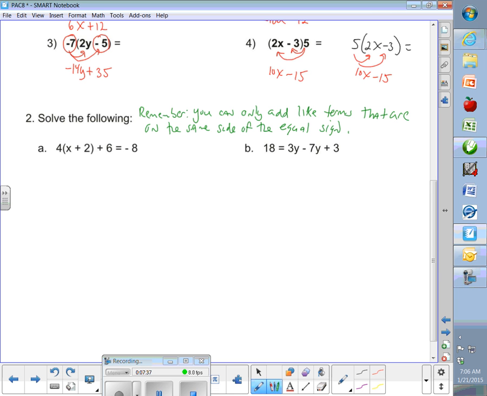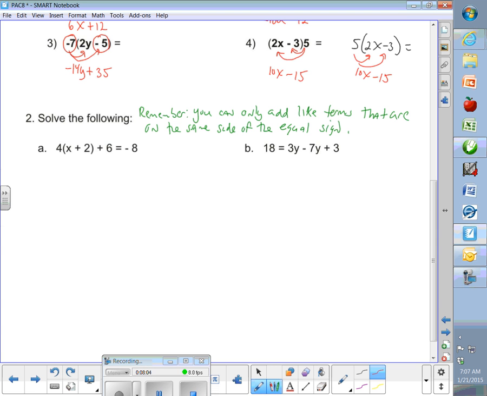Okay, now that's real important. You can only add stuff on the same side. Now, we're going to move stuff, but the actual adding of like terms can only take place on one side. Anything on the left can be added with anything on the left. Anything on the right can be added with anything on the right. All right, let's take a look at A here. Before we go any further, let me remind you a few other things about equations.